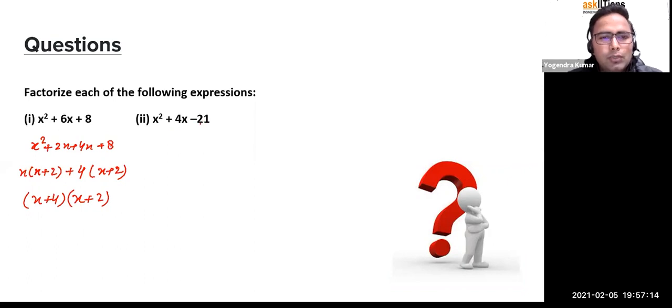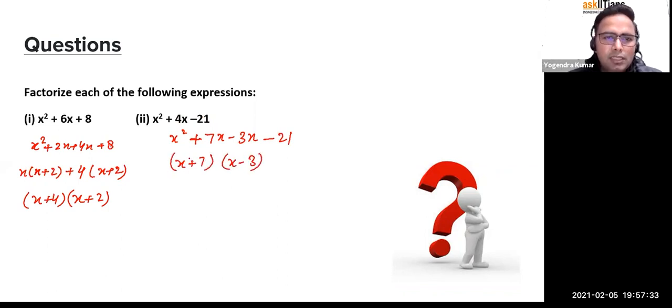Now here it is 21, but negative, right? Negative means difference of two numbers. So I can write here 7x minus 3x. Why? Because 7 into 3 is 21, right? So minus 21. Now x plus 7 and x minus 3. You can see I skipped a few steps, but I hope you understand this, right? Because I want to take the much more important thing.